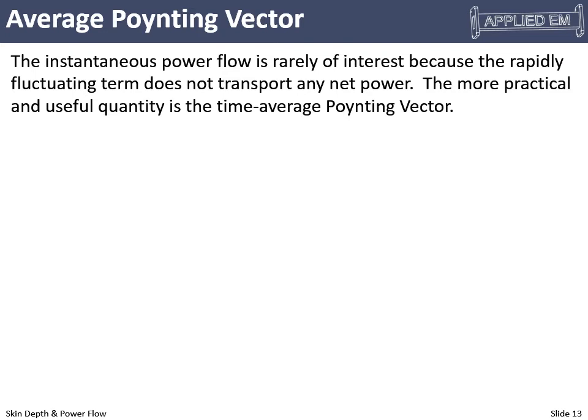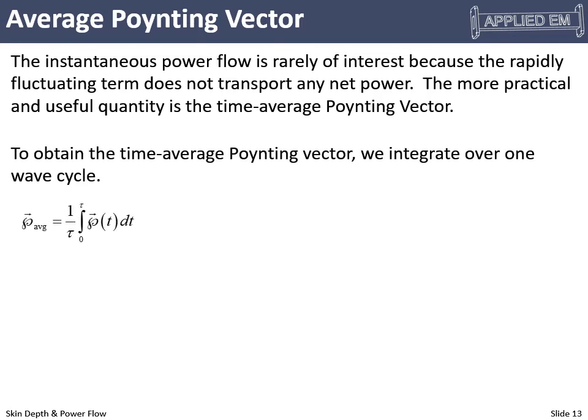To ignore that, we're interested in the average Poynting vector. Since we start with the instantaneous Poynting vector, what we'd like to do is calculate a time average of this. We'll calculate our time average by integrating over one period. This tau is one period. So we add up our Poynting vector over one period and then divide by the period. That'll give us our average Poynting vector, describing the average overall power flow.